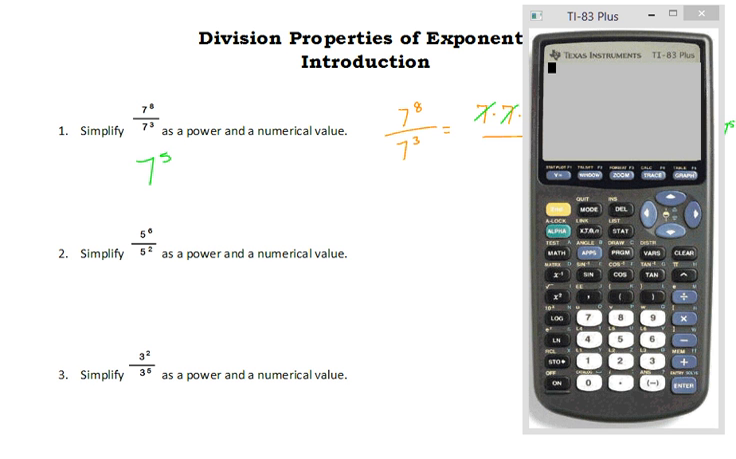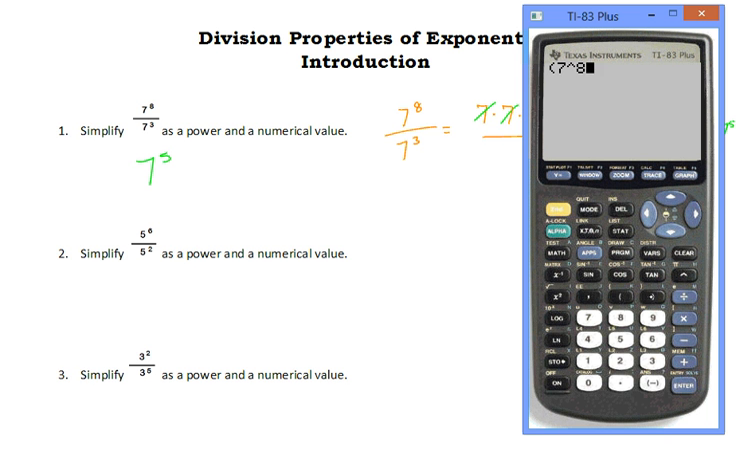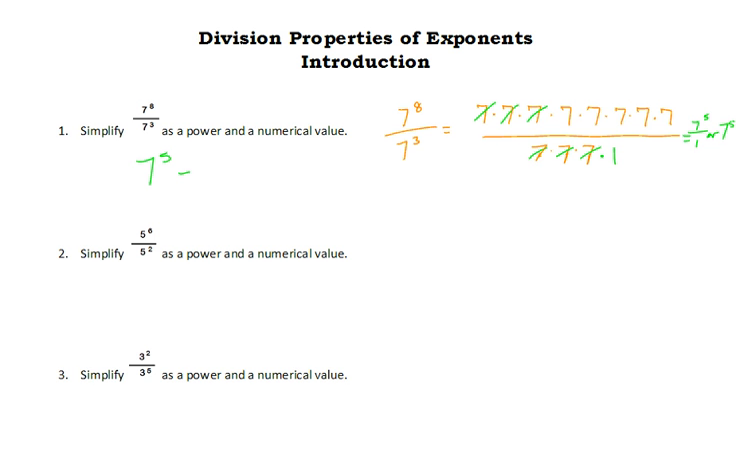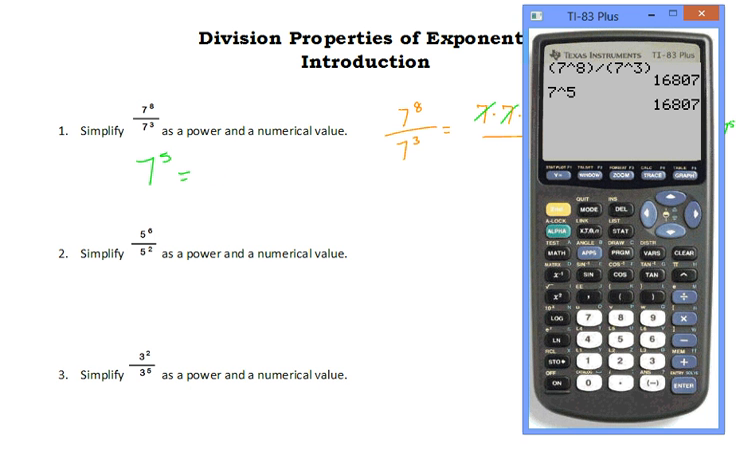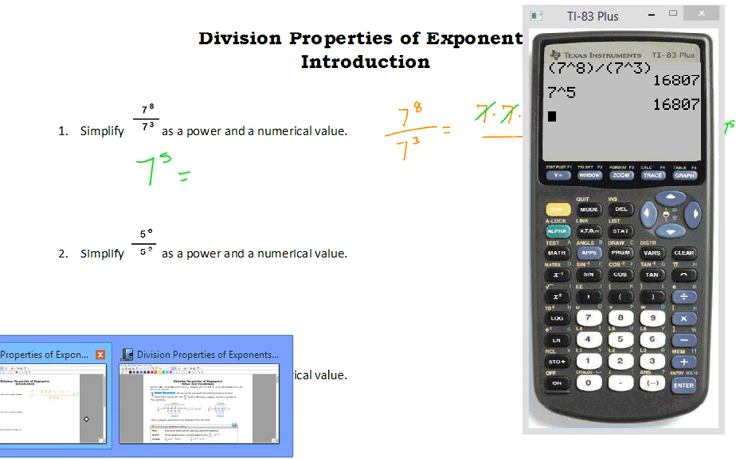So with calculator out, let's look at both sides of this. I'm going to put parentheses 7 to the 8th, and I'm going to divide that by 7 to the 3rd. What do I get? 16,807. Is that the same as 7 to the 5th? Yes, it is. So we know that that did work. 16,807. Okay.